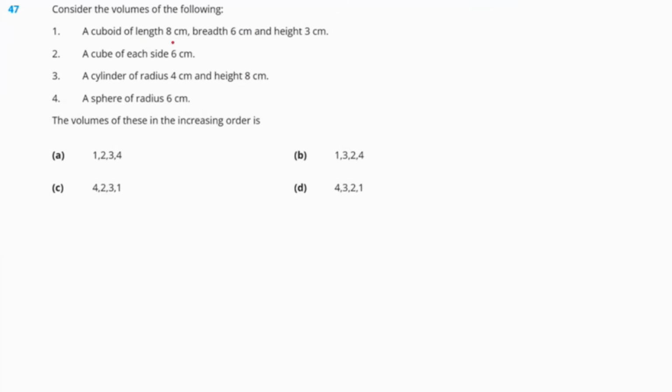So the cuboid volume we already know, LBH. So we need to do 8 times 6 times 3. We are going to get 144 centimeter cube. A cube of side 6 centimeters, so we will be getting a cube only. So 6 cube, we are going to get 216. Okay, the cylinder of radius 4 centimeter and height 8 centimeter. So for the cylinder, we know the volume is pi r square h.